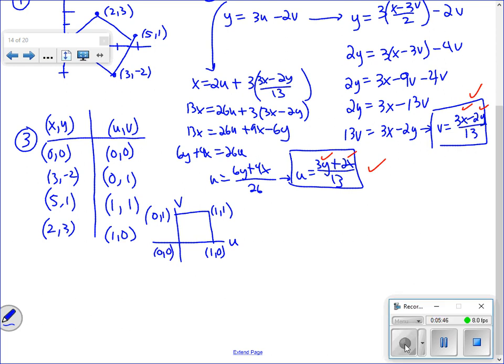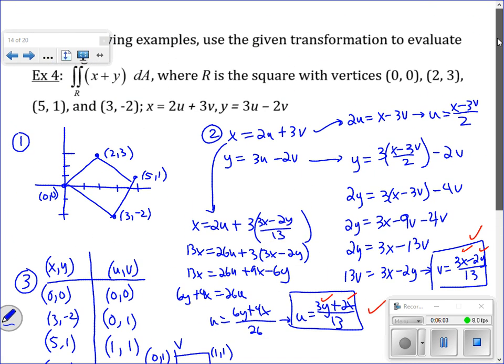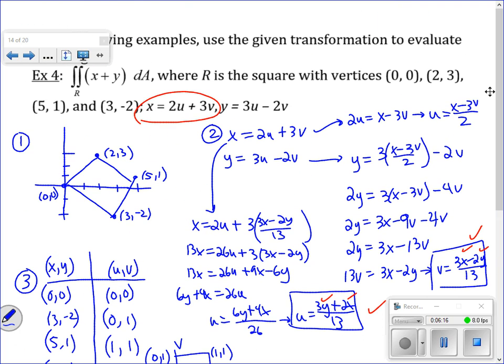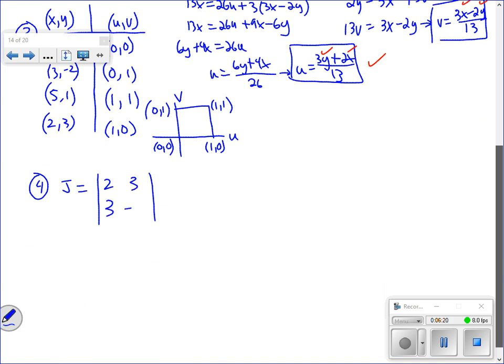All right, now that you and your loud friends left, my next step, step number 4, is to find the Jacobian. So for my Jacobian, I'm going to do the derivative of x and y with respect to u and v. So go back up here to my equations that I was given. The derivative of x with respect to u is 2, and the derivative with respect to v is 3. So I'll be putting a 2 and a 3. And then the derivative of y with respect to u is 3, and with respect to v is negative 2. So 3 and negative 2.